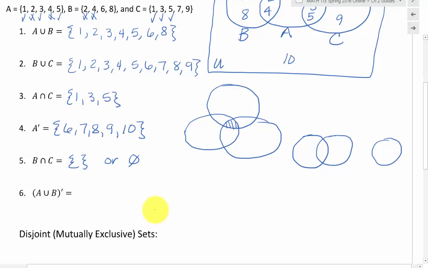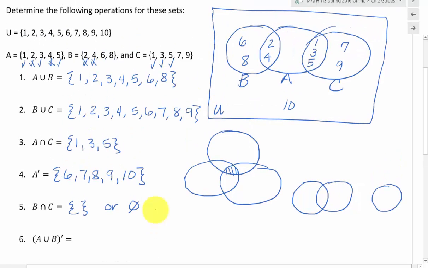My last one is the complement of A union B. So I'm looking here, A union B is all of these numbers, and I want the complement of that. So the ones that are not being marked up by my highlighter right now. And I can see that is going to be 7, 9, and 10. Those are outside the A and B balls together. So that's going to be the set 7, 9, and 10.